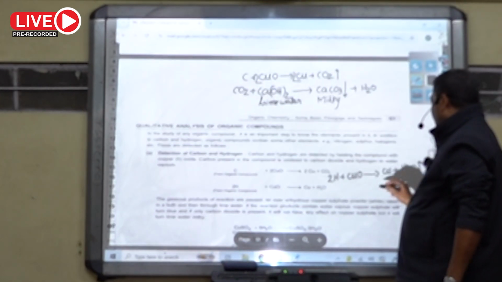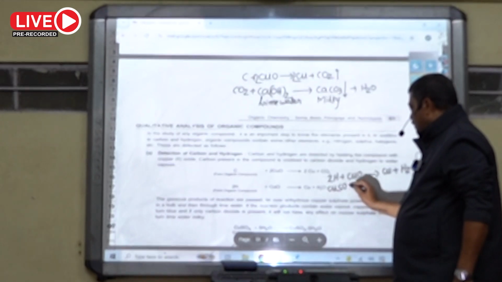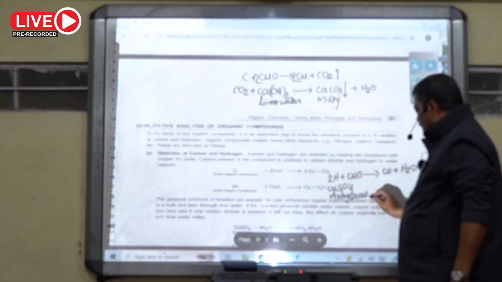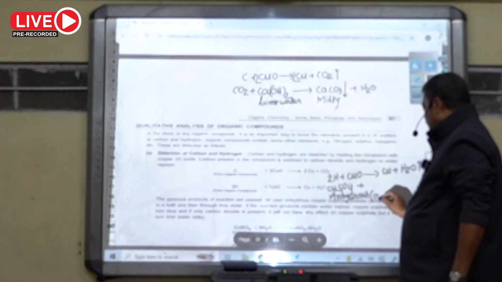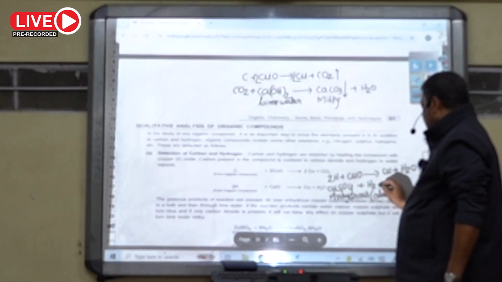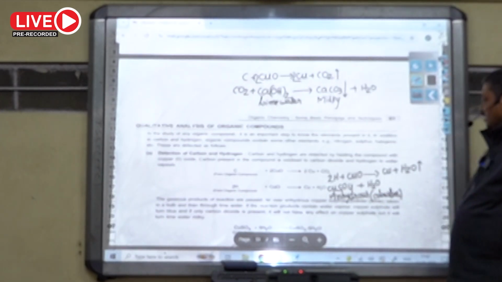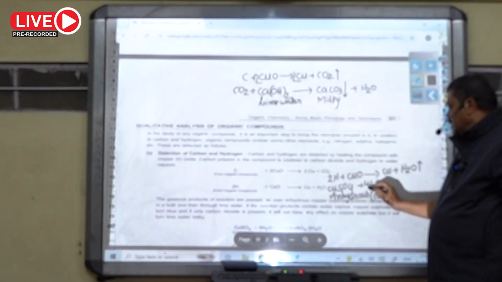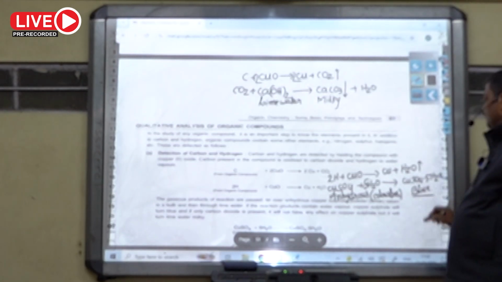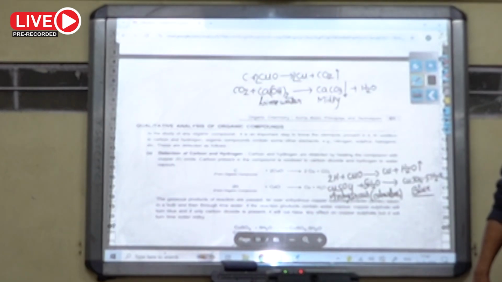This water vapor is absorbed in anhydrous cupric sulfate, which is colorless. So this colorless cupric sulfate, when exposed to the water vapor, reacts with 5 water molecules, forming CuSO4.5H2O, which is blue in color. So this is detection of carbon and hydrogen.